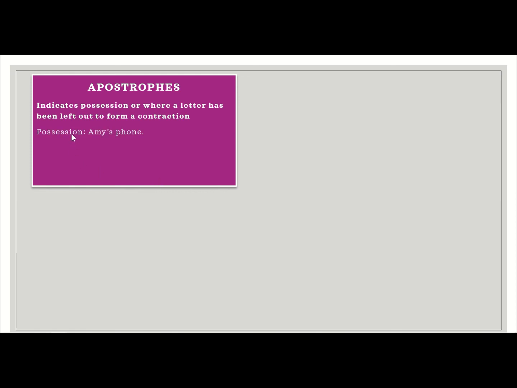The next punctuation is apostrophes. The apostrophes indicate a possession or where a letter has been left out to form a contraction. For example, if it indicates a possession, you place the apostrophes before the S. Now, this one indicates a possession, Amy's phone, and it also indicates a contraction. I've read the news. It means that several letters are left out. The H and A in the word half have been left out. It's indicate the contraction.